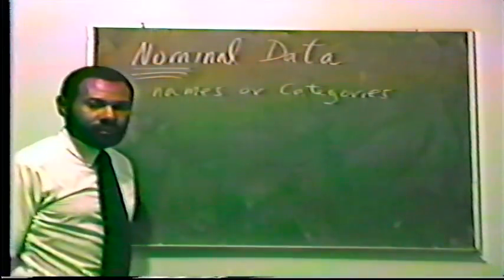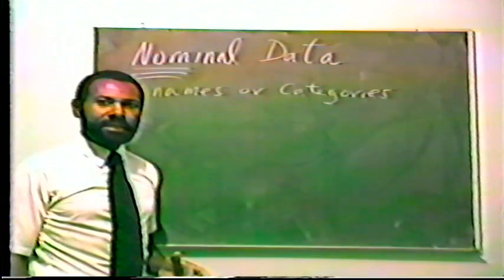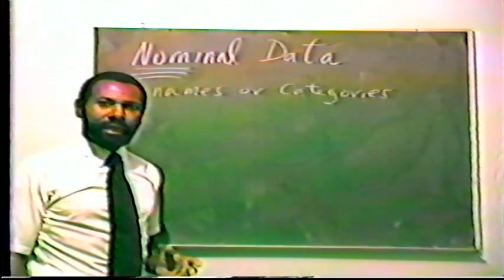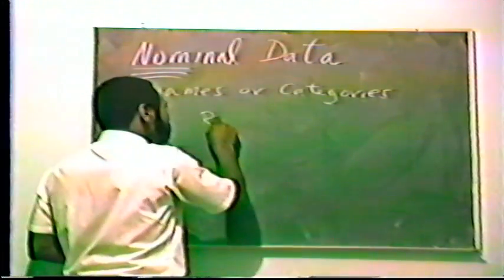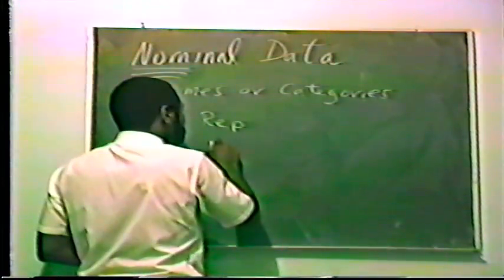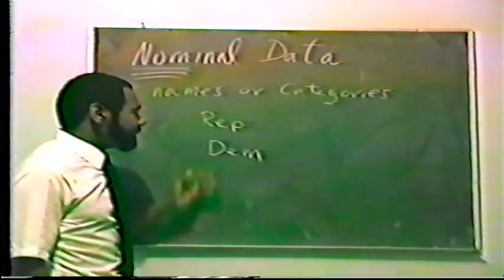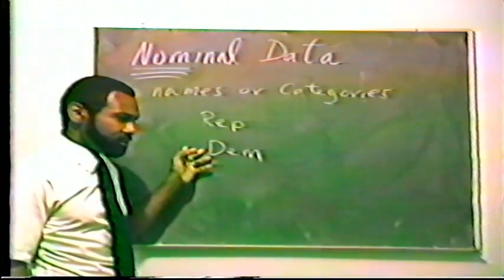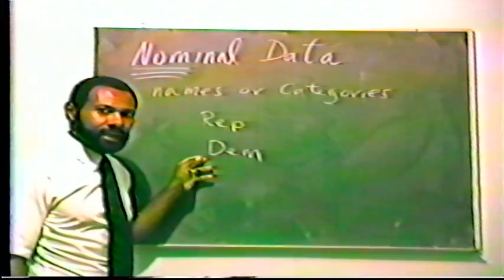Names or categories. For example, if we wanted to find out how many Republicans and how many Democrats we have in a group, we would simply count the number of Republicans, count the number of Democrats. These are examples of nominal data. These two categories. We can categorize a person as a Republican or a Democrat.